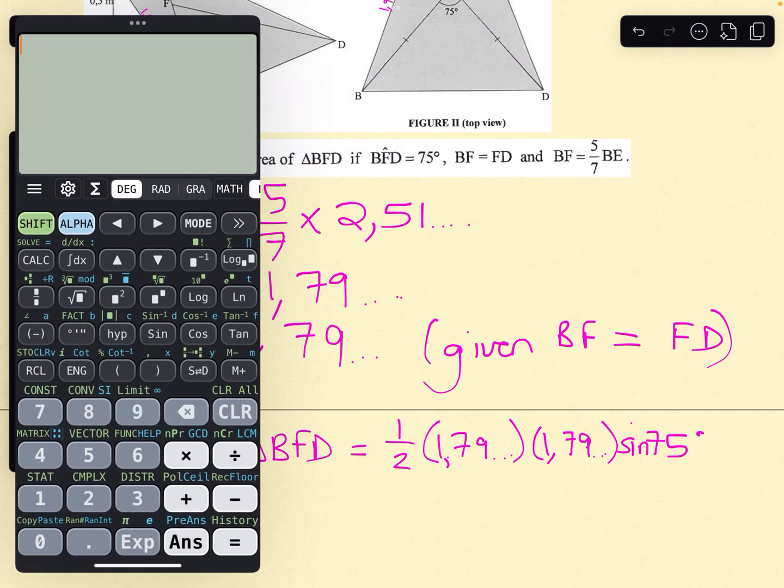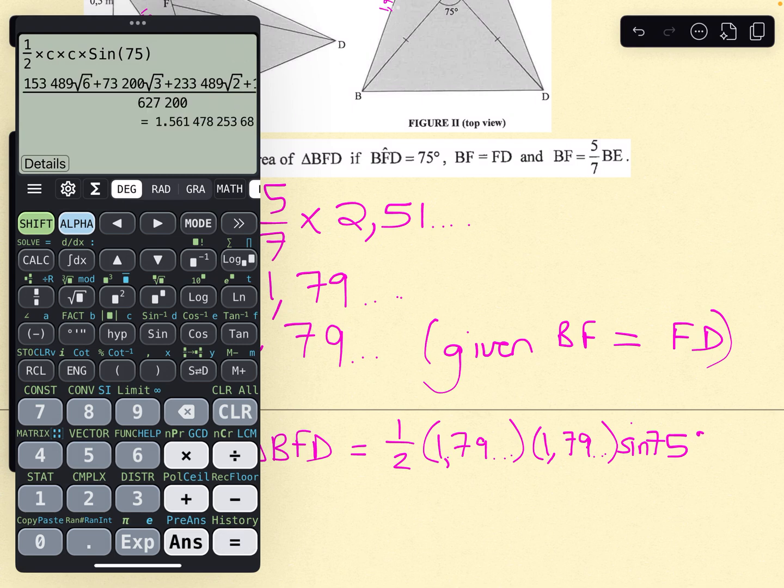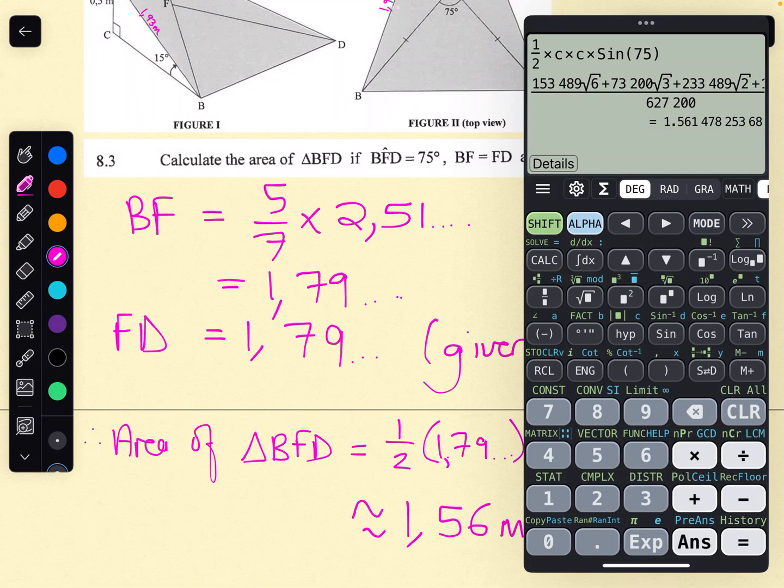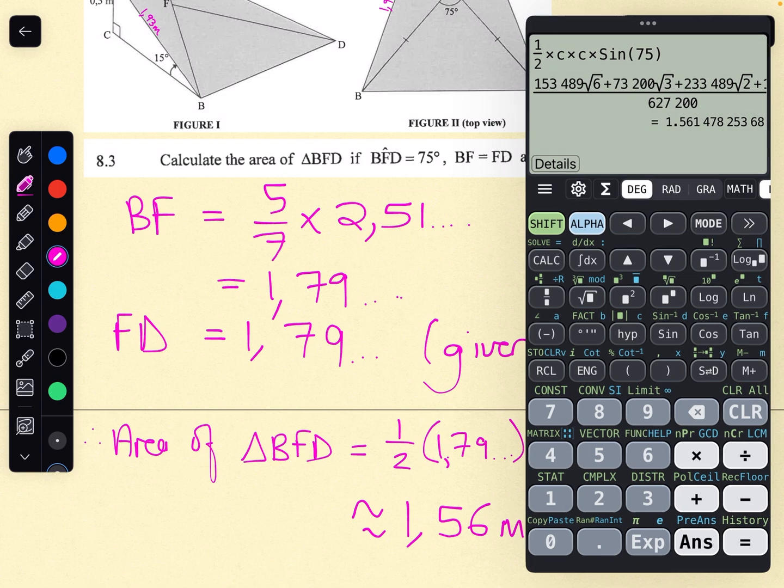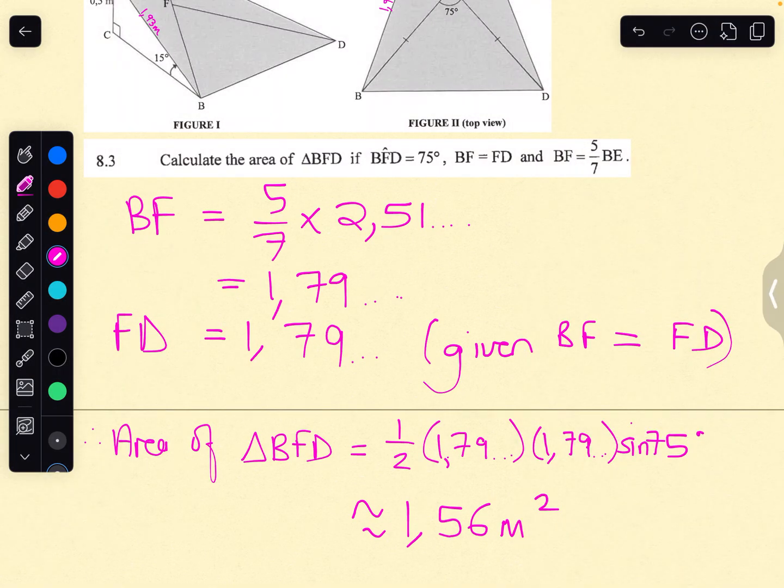So let us calculate that. A half times c squared, and then sine of 75, which gives us, drum roll, 1,56 square meters is the area of that little triangle just chilling there, living its best life.